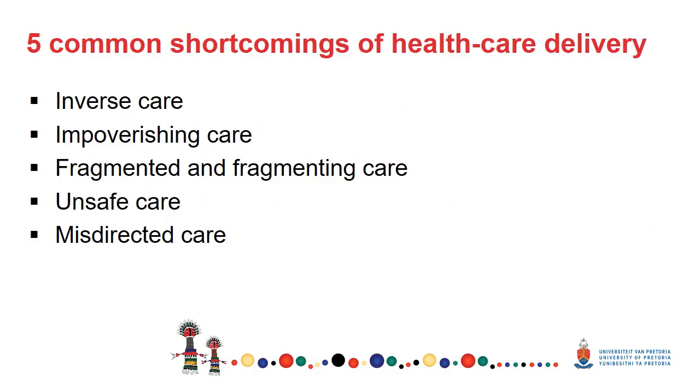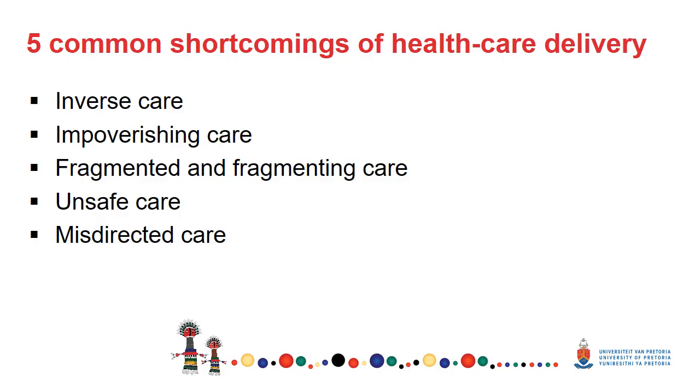Important in the way we understand healthcare delivery is to understand what are normally referred to as the 5 common shortcomings of healthcare delivery, or we could call them the 5 sins of healthcare delivery. The first is that it's characterized by what we call inverse care, where the people with the most need get the least care, and those with the least needs get the most care, really based on your socioeconomic status.